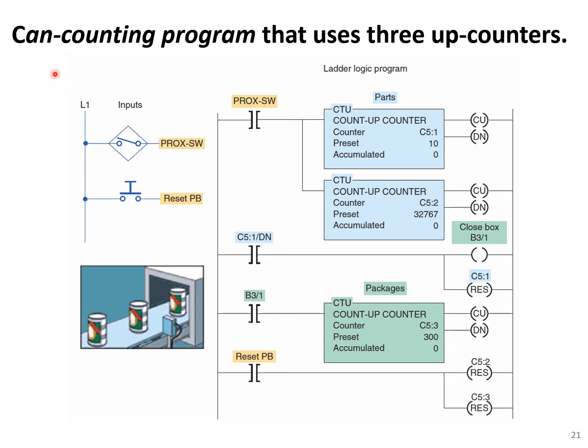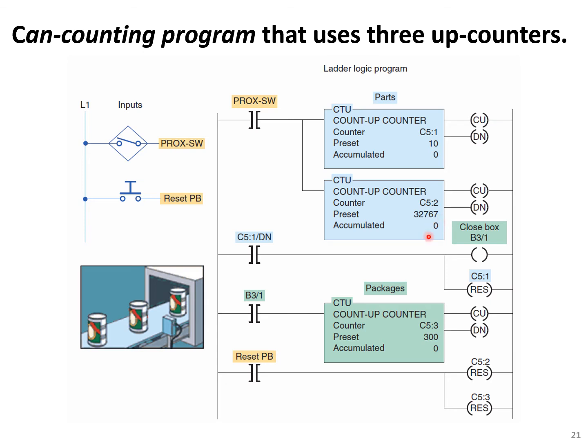Can counting program that uses 3 counters. We have cans, Pepsi or Coke cans, for example, and we have a proximity sensor. The proximity sensor will count cans, and we have a reset push button. We have 2 counters for counting parts. The first one has a preset value of 10, and the second one has a preset value of 32,767. This is the maximum number we could count in this specific PLC.